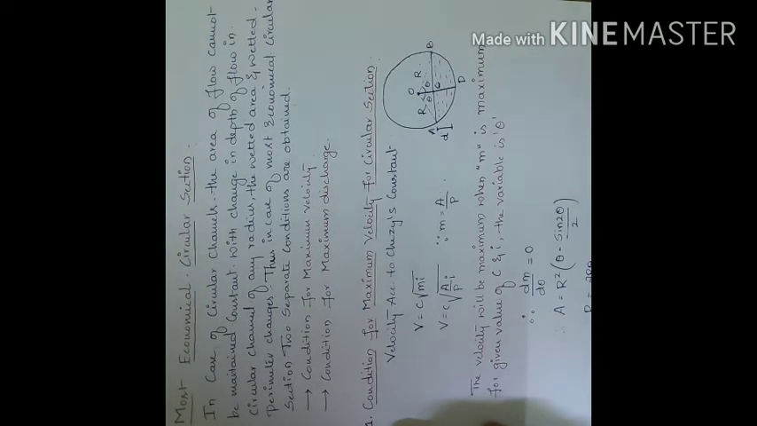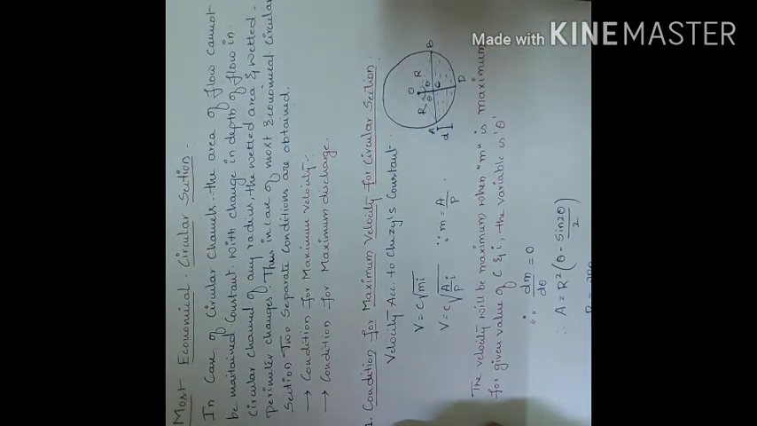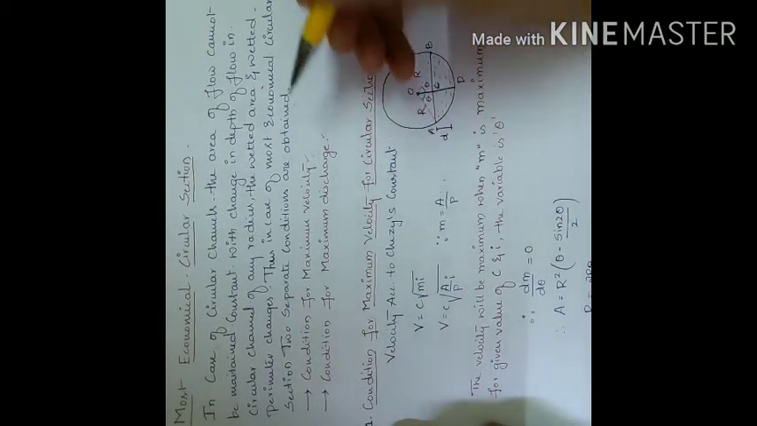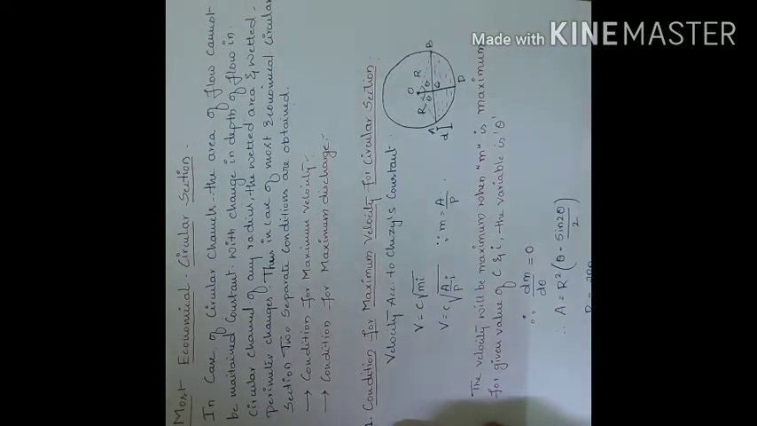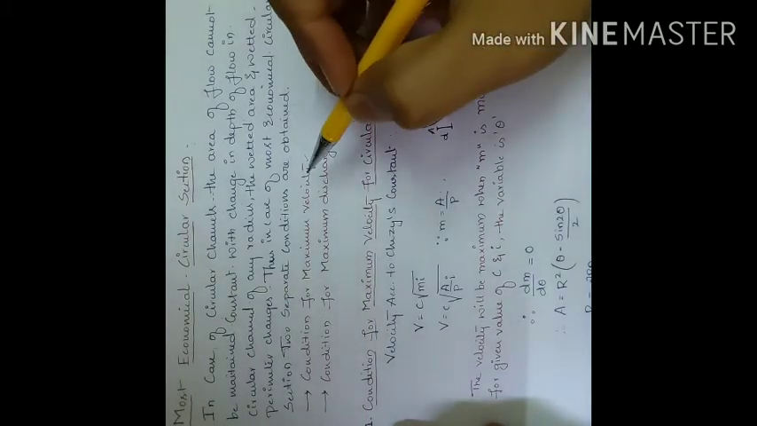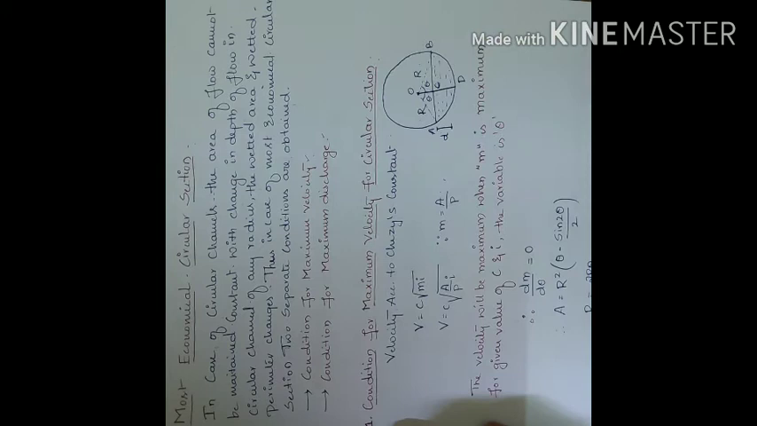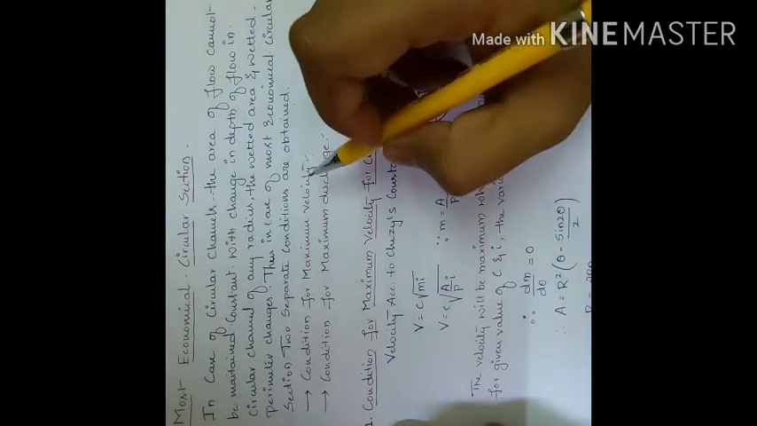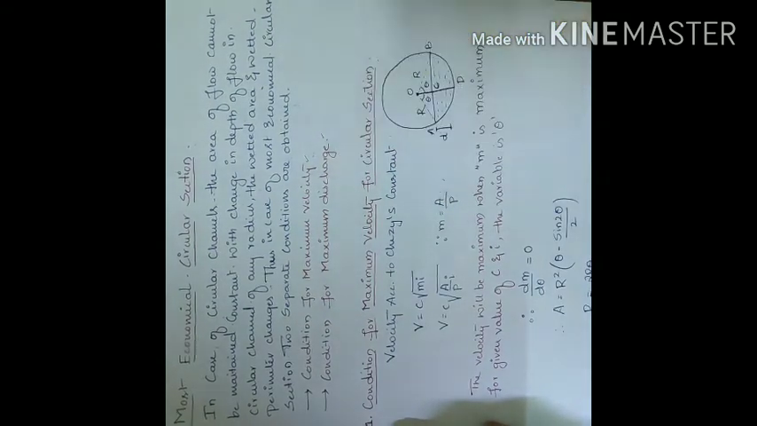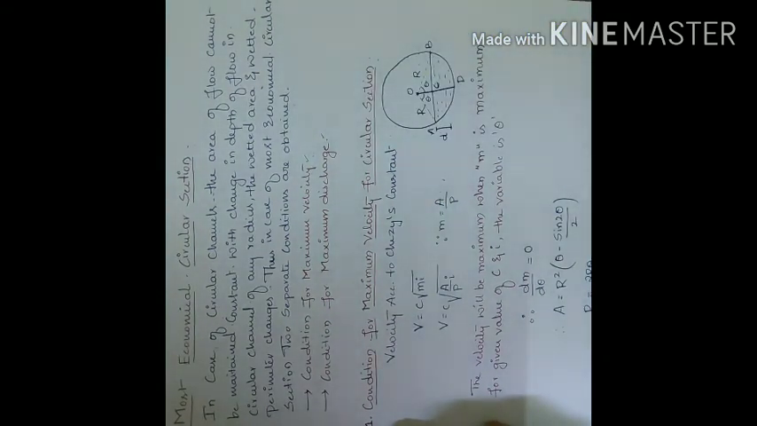Thus, in case of the most economical section, two separate conditions have to be considered: the maximum velocity condition as well as the maximum discharge condition. Those two conditions are mainly dependent on the velocity and the discharge. For a circular section to be most economical, the velocity should be maximum as well as the discharge should be maximum.